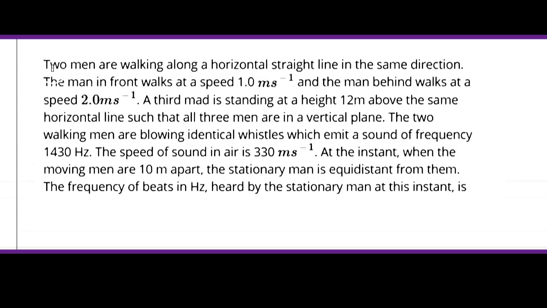Hello students, today our question is: two men are walking along a horizontal straight line in the same direction. The man in front walks at speed 1 meter per second, the man behind walks at speed 2 meter per second, and a third man is standing at height 12 meter above the same horizontal line such that all three men are in a vertical plane. The two walking men are blowing identical whistles which emit a sound frequency of 1430 hertz, and the speed of sound in air is 330. At the instant when the moving men are 10 meter apart, the stationary man is equidistant from them. So the frequency of the beat in hertz heard by the stationary man at this instant is.